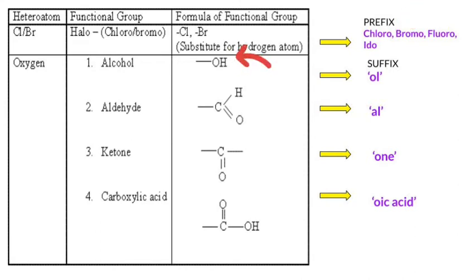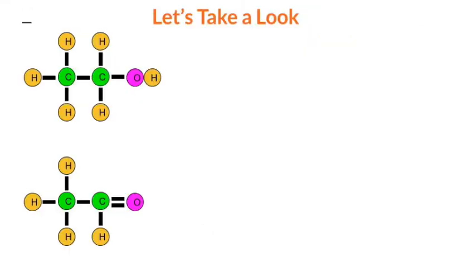Alcohol is represented by OH, aldehyde by CHO, ketone by CO, and carboxylic acid by COOH. As we can see, alcohol has a suffix of ol, aldehyde has al, ketone has one, and carboxylic acid has oic acid. Let me illustrate the nomenclature of a carbon chain with this example.